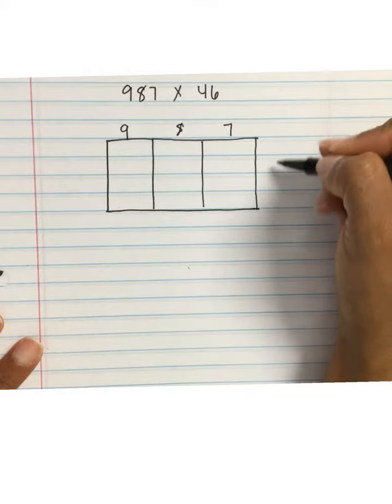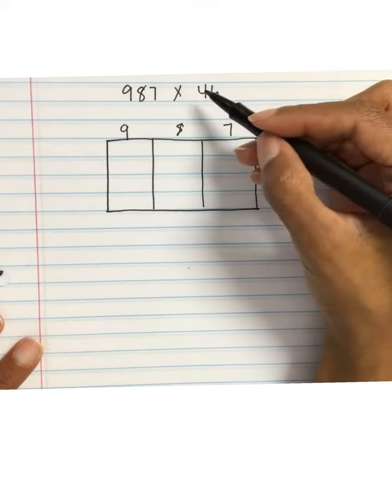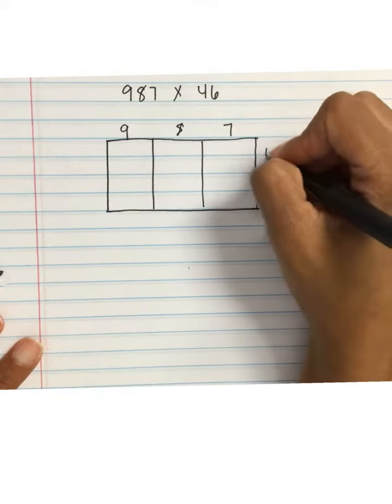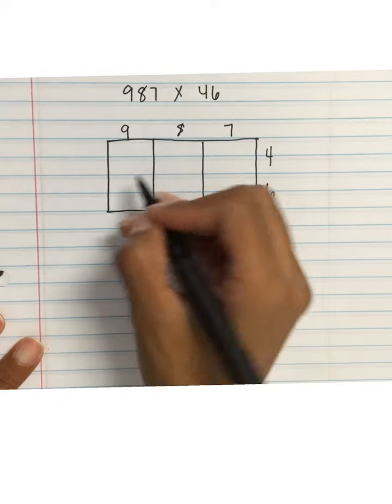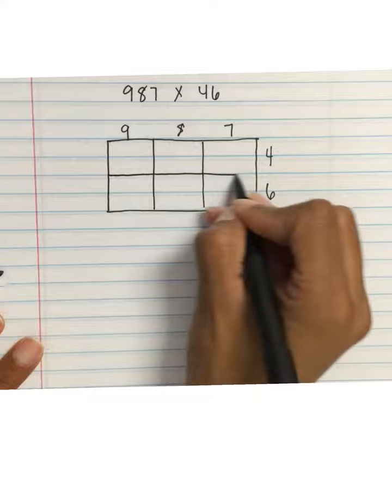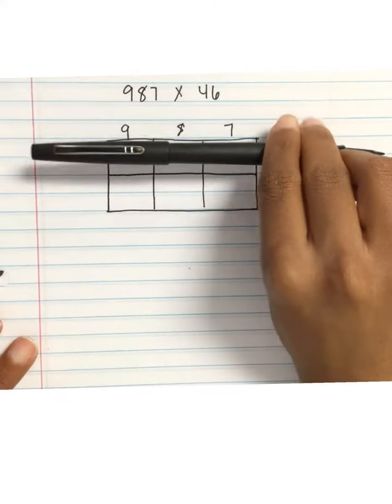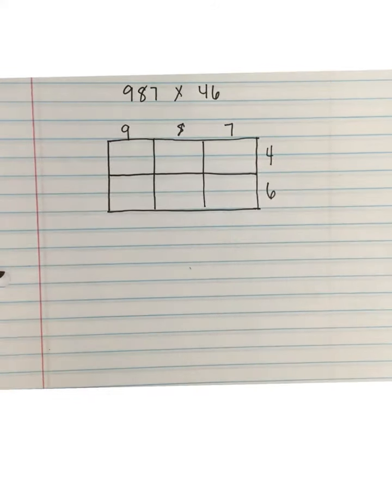Here on the right side, we're going to do the same thing with 46. 4, 6, and we're going to split that into 2 rows. Row for the 4, row for the 6.